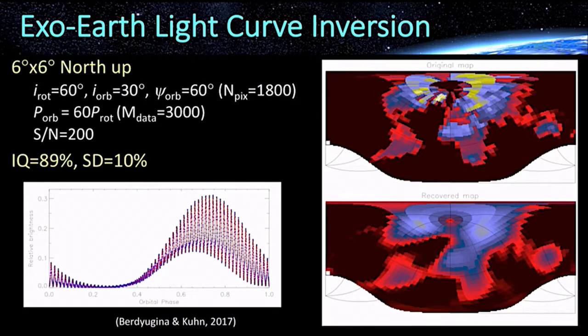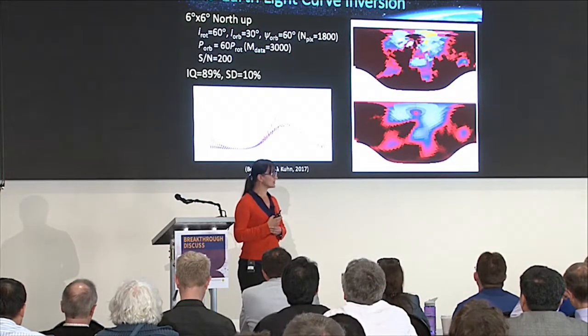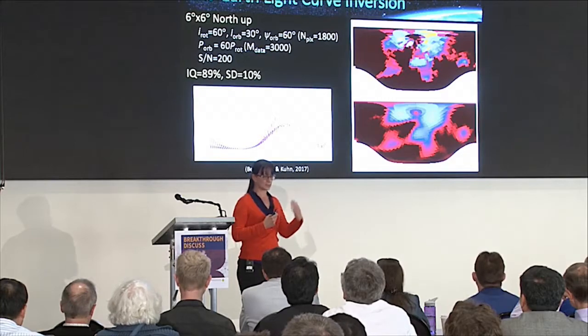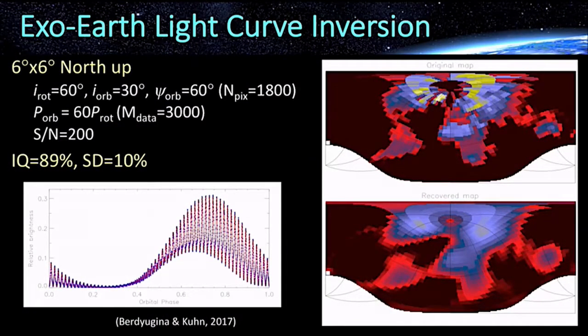Here these parameters are given: the inclination of the orbit, 60 degrees, 30 degrees, and the inclination of the rotational axis of the planet towards us is also 60 degrees. So with all these geometrical parameters, and the orbital period equal to 60 rotational periods of the planet, we can generate about 3,000 points on that light curve. This is a dream light curve with a signal to noise of 200. Maybe this is the best case, or maybe not so realistic, but probably we couldn't do better.